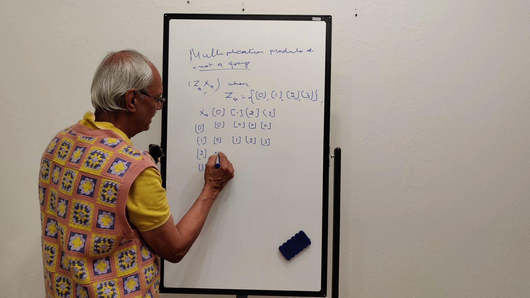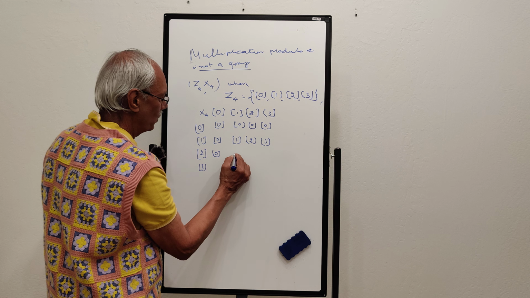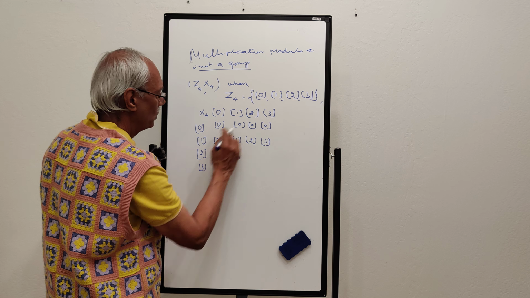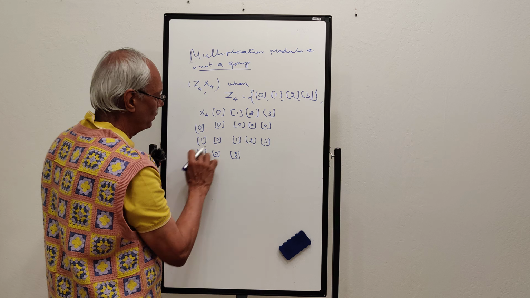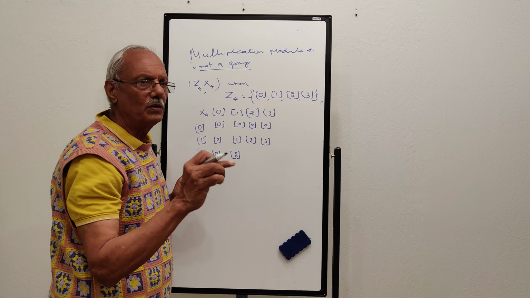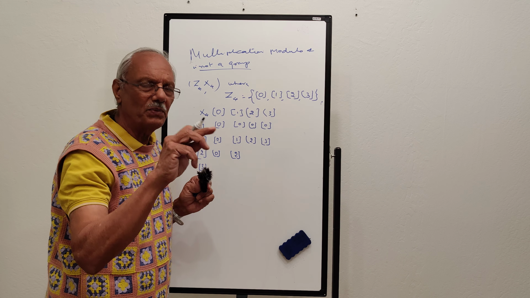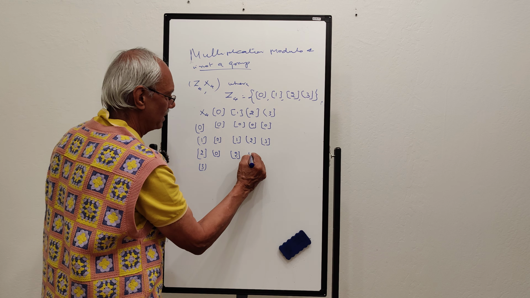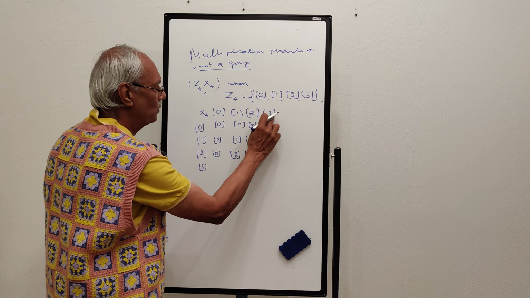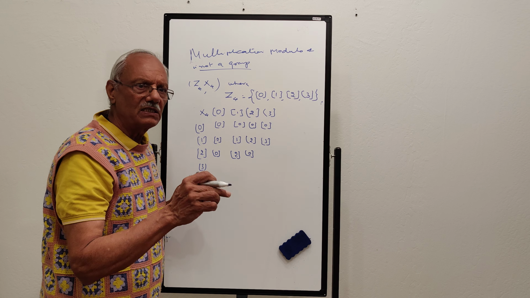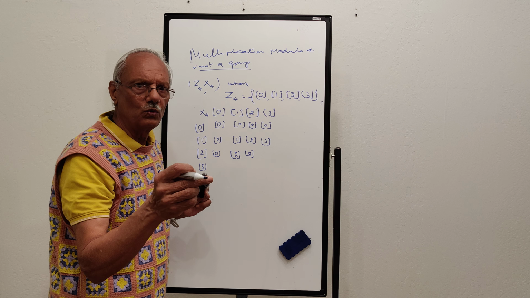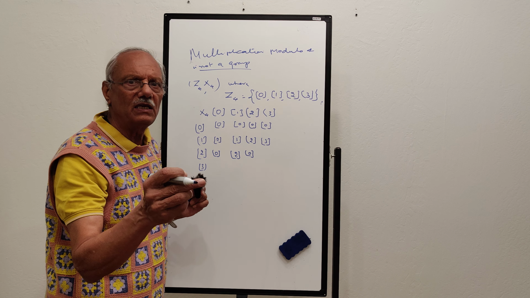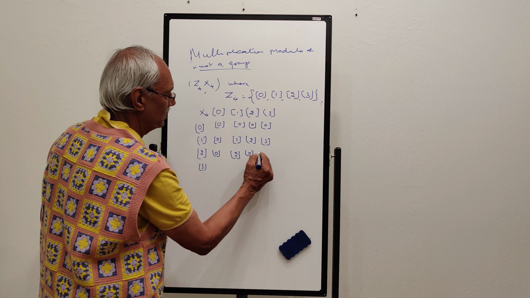2 into 0 is again 0. 2 into 1 is 2. 2 into 2 is 4, but modulo 4 it can be written as 1 into 4 plus 0, so the remainder is 0. Therefore it falls in class 0. And 2 into 3 is 6, which can be written as 1 into 4 plus 2. Therefore it falls in class 2.